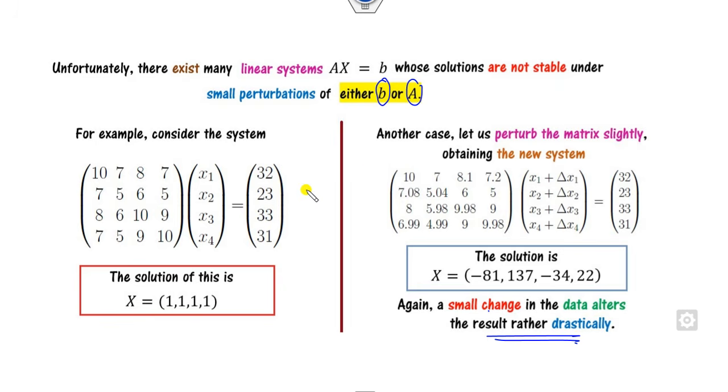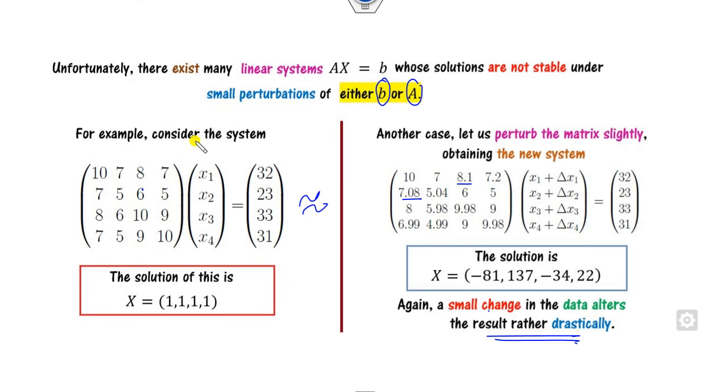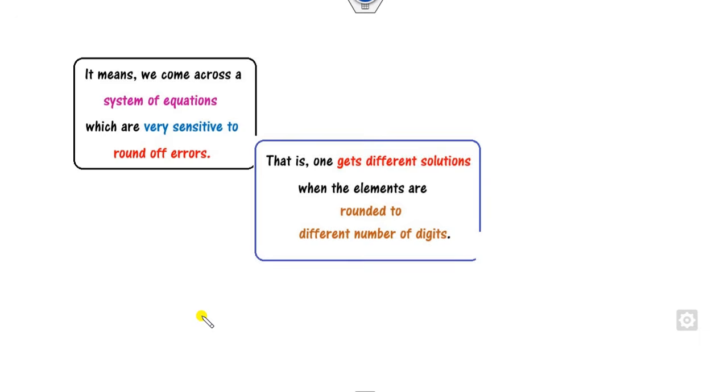As I showed you in the two examples, you can round them off and it is approximately the same system, but the solution is very sensitive, as you can see from these cases. So it means we can get a different solution when we round off to a different number of decimal digits.